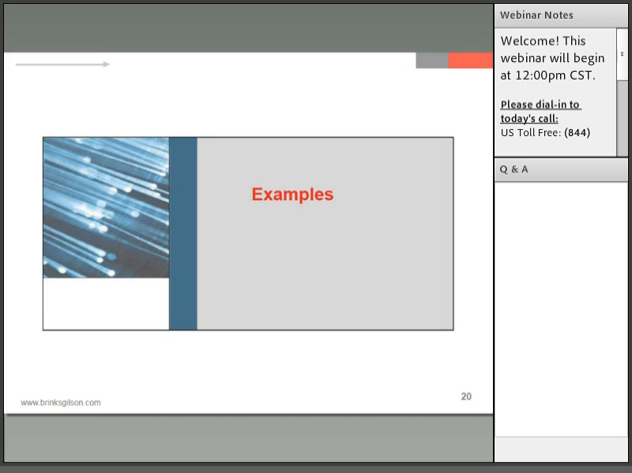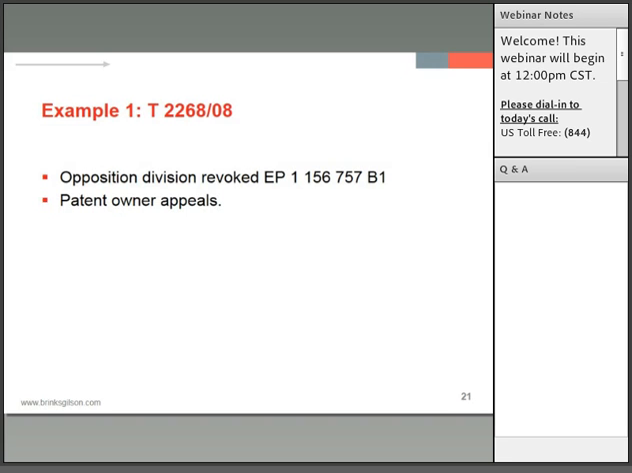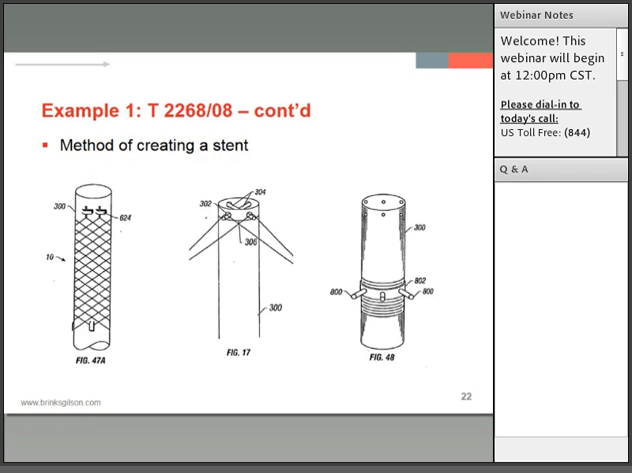We have a few examples here, two to be precise. So the first example deals with a European patent that was revoked in opposition proceedings, and so the patent owner appeals that revocation. This patent deals with a method of making a stent, really.